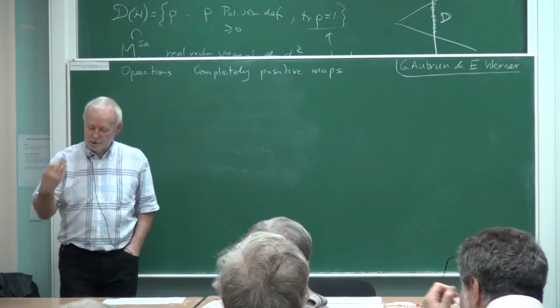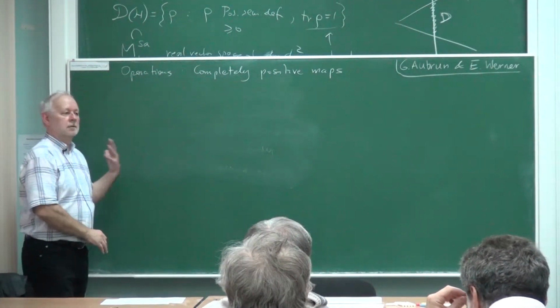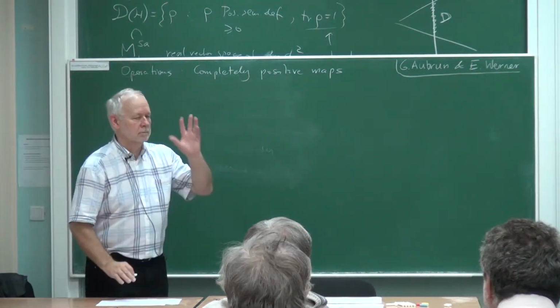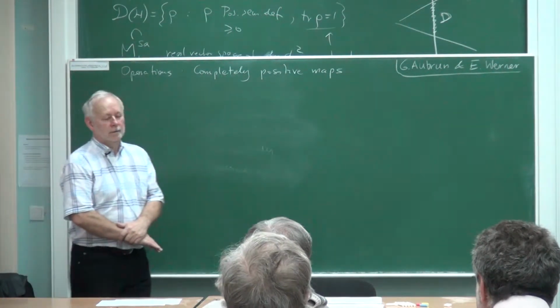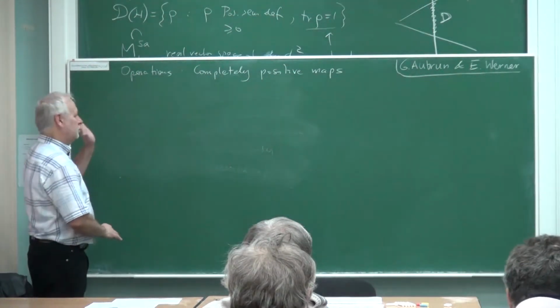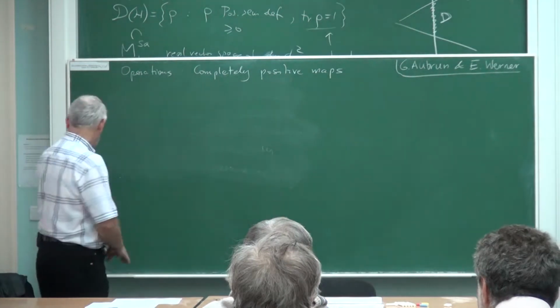So in physics, it's generally assumed that physical operations are those which are represented by completely positive maps. There is some argument about whether that is exactly right or maybe not, but basically that's the prevailing belief, I should say.